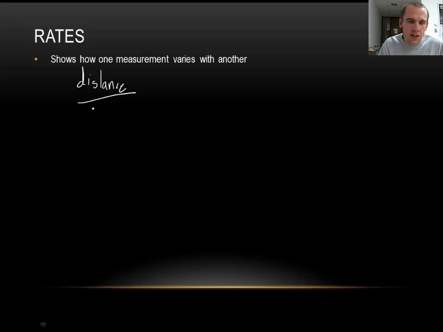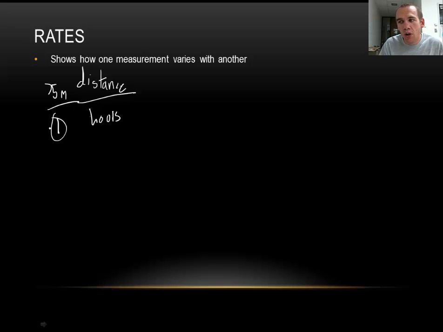Related to ratios are rates, but rates are used to compare two measurements. It shows how one measurement varies in comparison to another. A common example of this would be speed. If you're driving 75 miles per hour, that tells you how your distance in miles varies with time in hours. So we have 75 miles per 1 hour.